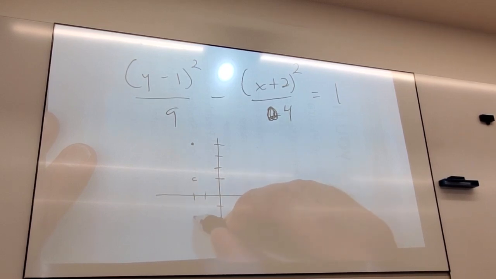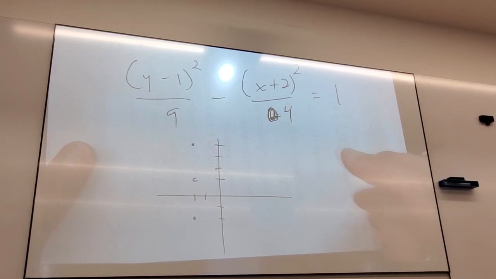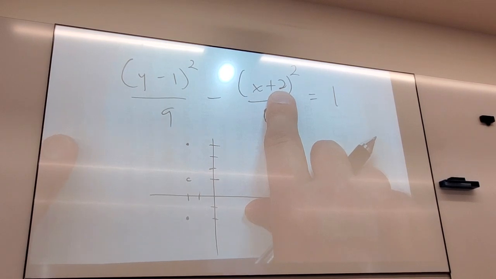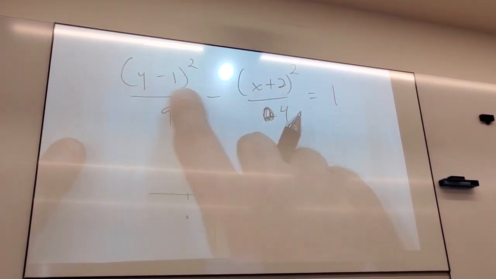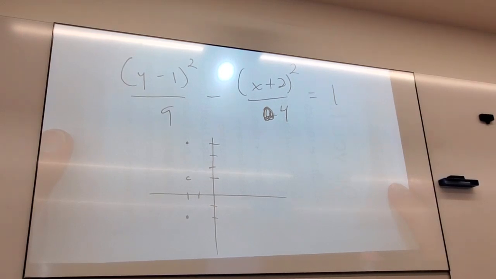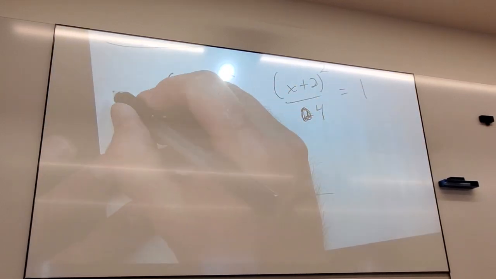1, 2, 3. Why is the center negative 2 and 1? Because that's the x direction, that's the y direction. In the bottom number, you're supposed to get the square root of them, right? Yes, the square root of this, and that's how far up you go.